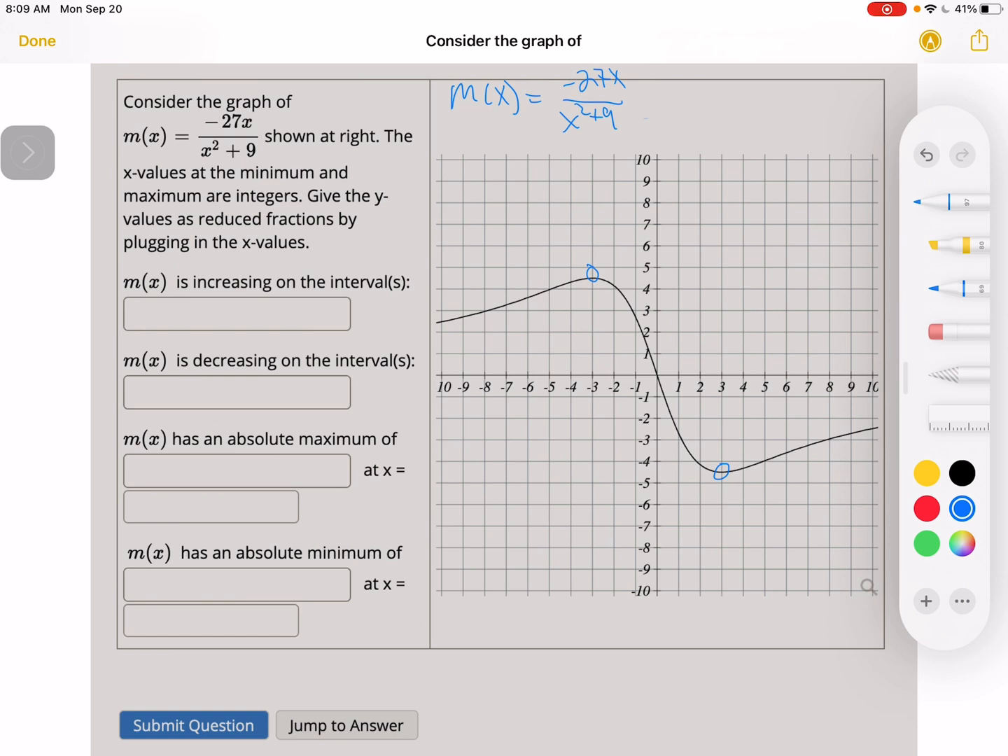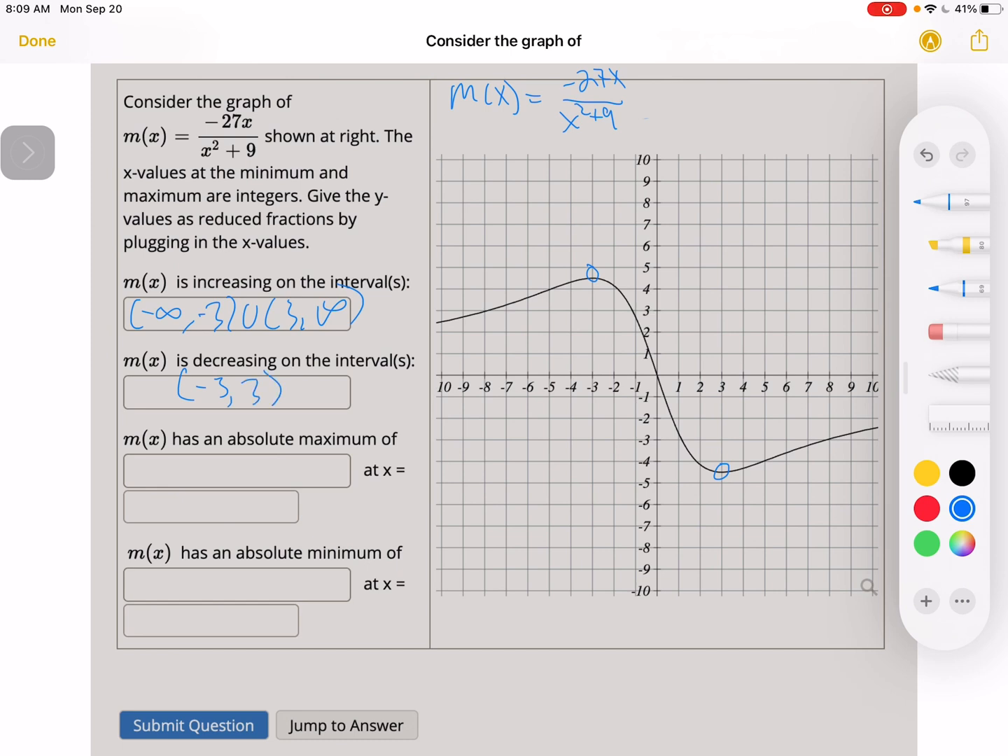And let's just plug some numbers in here. It looks like it is increasing up to that point, and then it goes down, then it goes up again. So our increasing intervals, we could say negative infinity to negative 3, union 3 to infinity. And decreasing is going to be from x equals negative 3 to positive 3. So negative 3 to 3.